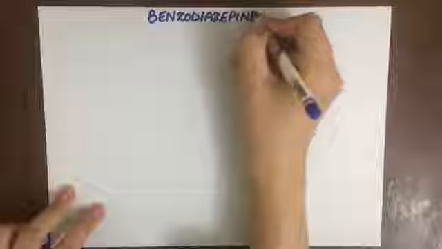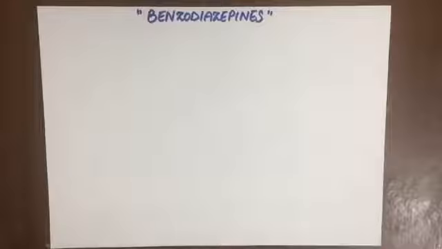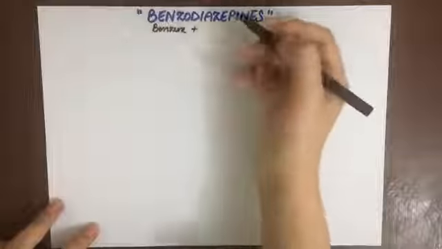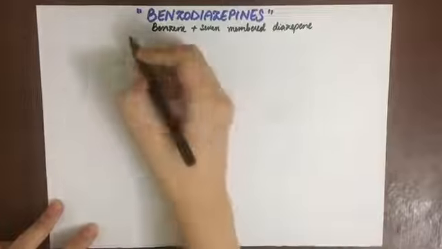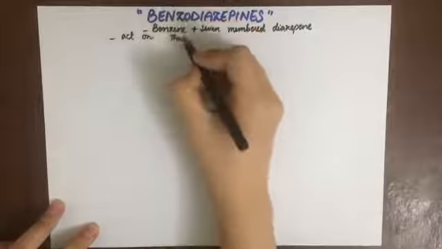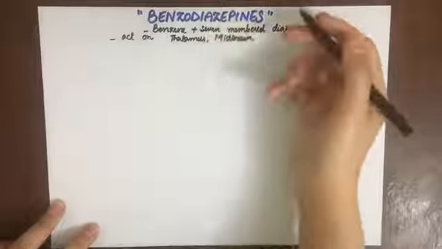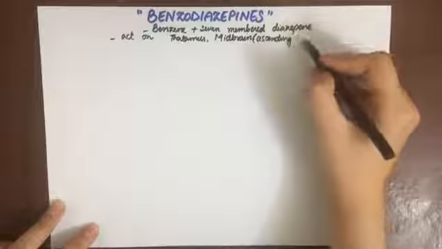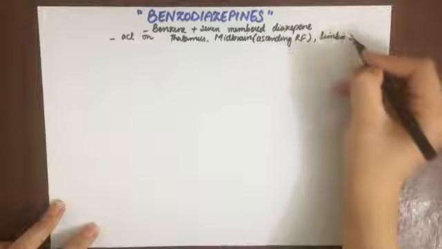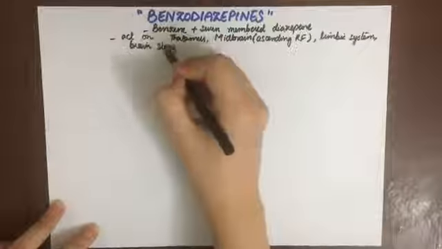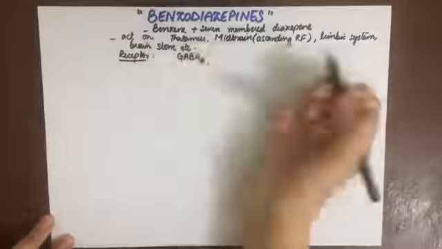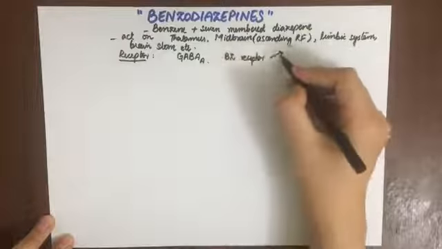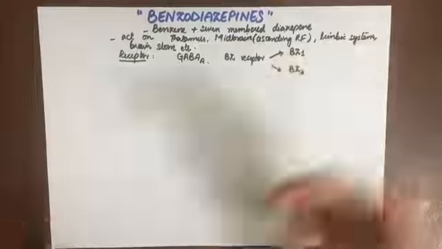Let's talk about benzodiazepines now. We've already done an introduction. Let's move ahead. Now, benzodiazepines have a benzene ring fused to a 7-membered diazepine ring. The site of action of benzodiazepines is the thalamus, midbrain, ascending reticular formation, which regulates our wakefulness, limbic system, brainstem, etc. The receptor that it acts on is the GABA A receptor actually, which has a specific benzodiazepine binding site.